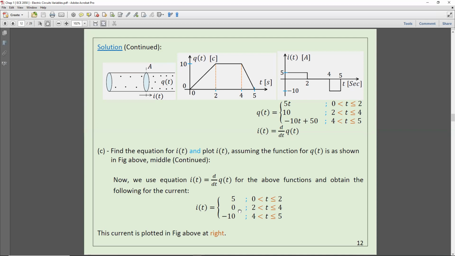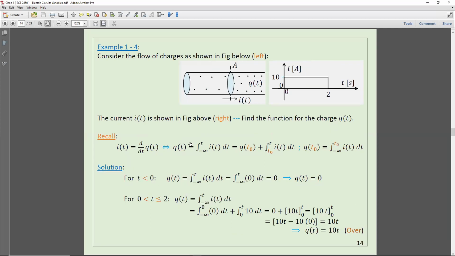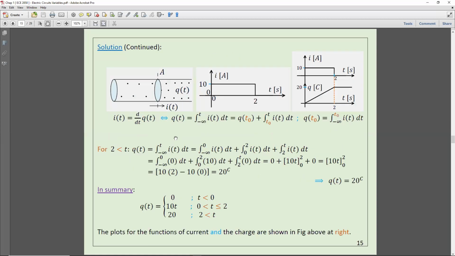Here the flow was 5 every 1 second. So every 1 second it increased by 5. This one decreased by 10.